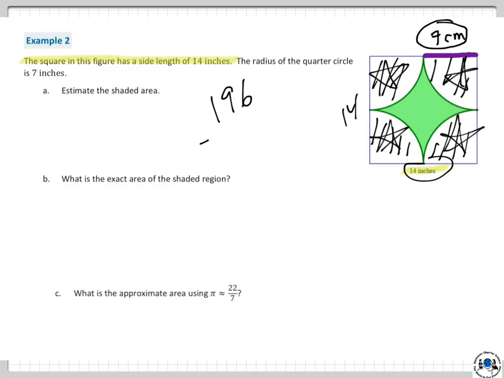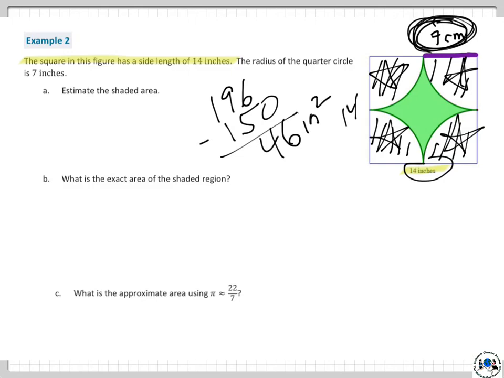What did I say it was? 100. So 7 times 7 is 49, because that's radius squared, times 3, which is about 50, times 150, right? So I'm going to estimate about 46 square inches. Okay, that's what I would estimate. I'm sorry, I did that for you. I should have had you just go ahead and do that yourself, but I hope you understand what I just did. But that's my estimate.